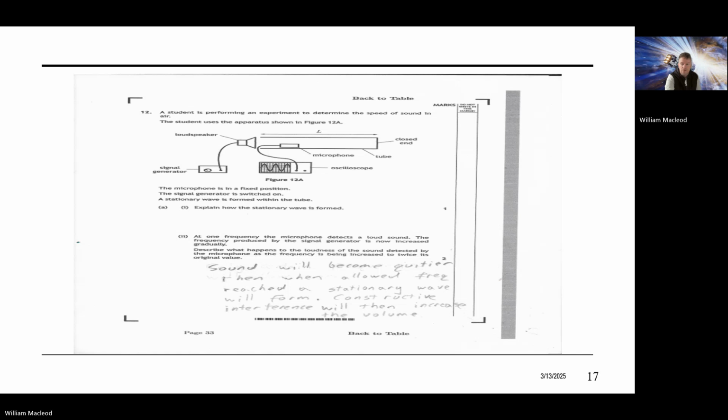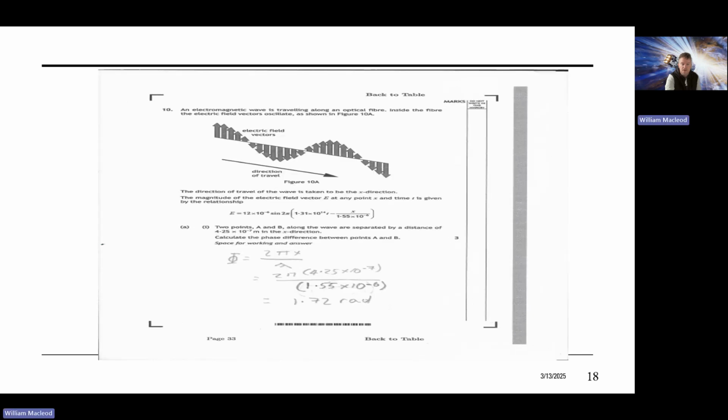Okay, so on to the next question. An electromagnetic wave is traveling along an optical fiber. Inside the fiber, the electric field vectors oscillate as shown in the diagram, or figure A. So we've got a nice equation there for the wave. So the question is, 2 points A and B along the wave are separated by a distance of 4.25 times 10 to the minus 7. Calculate the phase difference. This is the phase difference along the wave itself, so between points A and B.